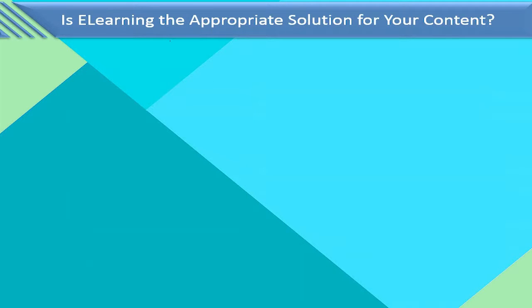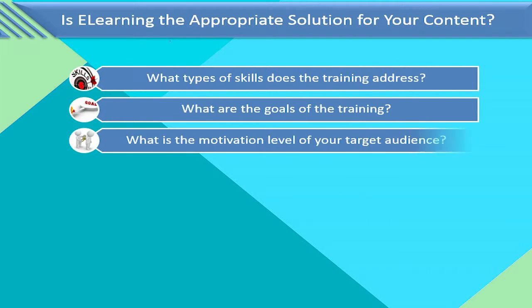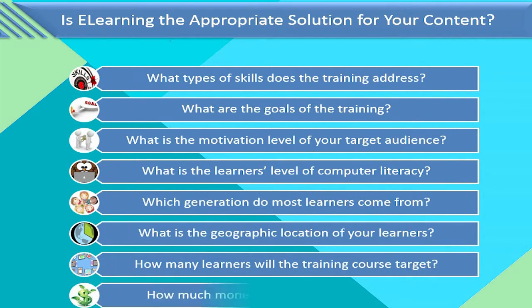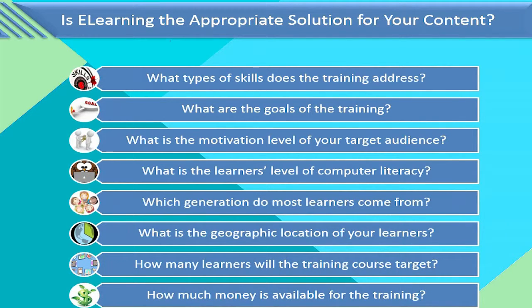By now, you probably want to know how to figure out whether e-learning is the appropriate solution for your content and requirements that stakeholders provide. Here's some questions that should help you. What types of skills does this training address? If your training addresses facts or concepts, you can safely choose e-learning as your delivery method. However, if you're trying to teach psychomotor skills that require hands-on real-life experience, it's better to go with either classroom training or a combination of e-learning and classroom training known as blended learning. What are the goals of the training?